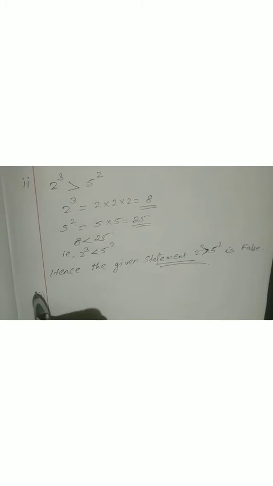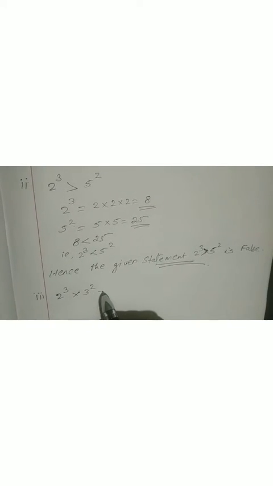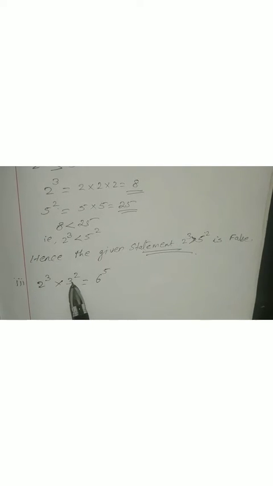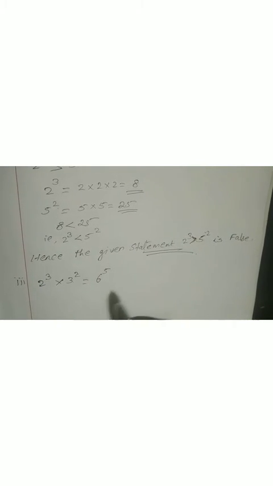Then the third one is 2 raised to 3 multiplied by 3 square is equal to 6 raised to 5. Actually, here the base is not same and the power is not same. So we can't apply the laws here. We have to find the value separately.